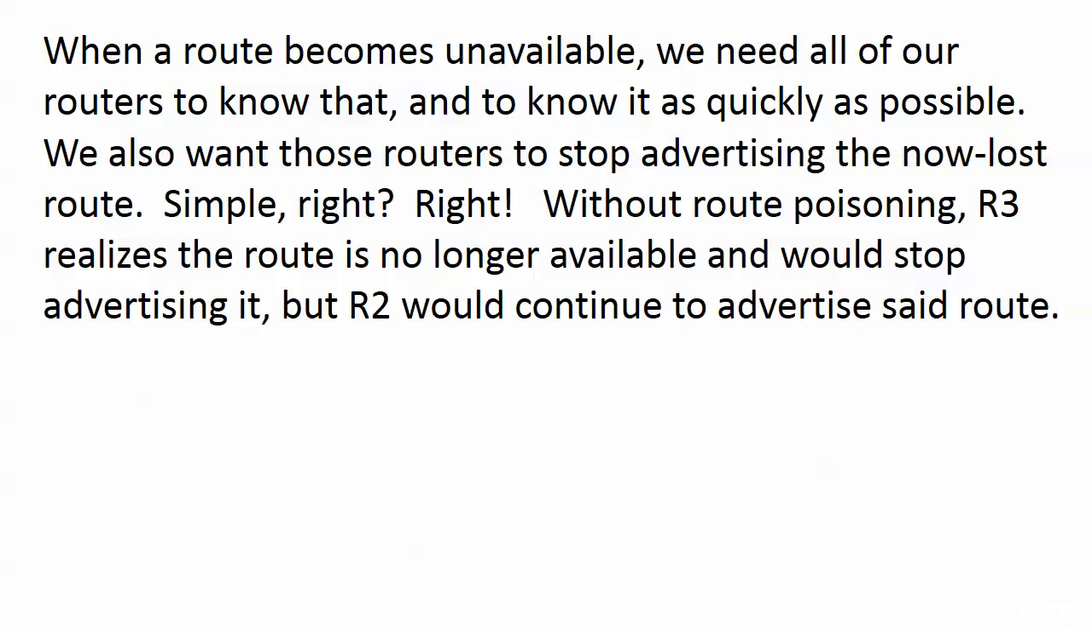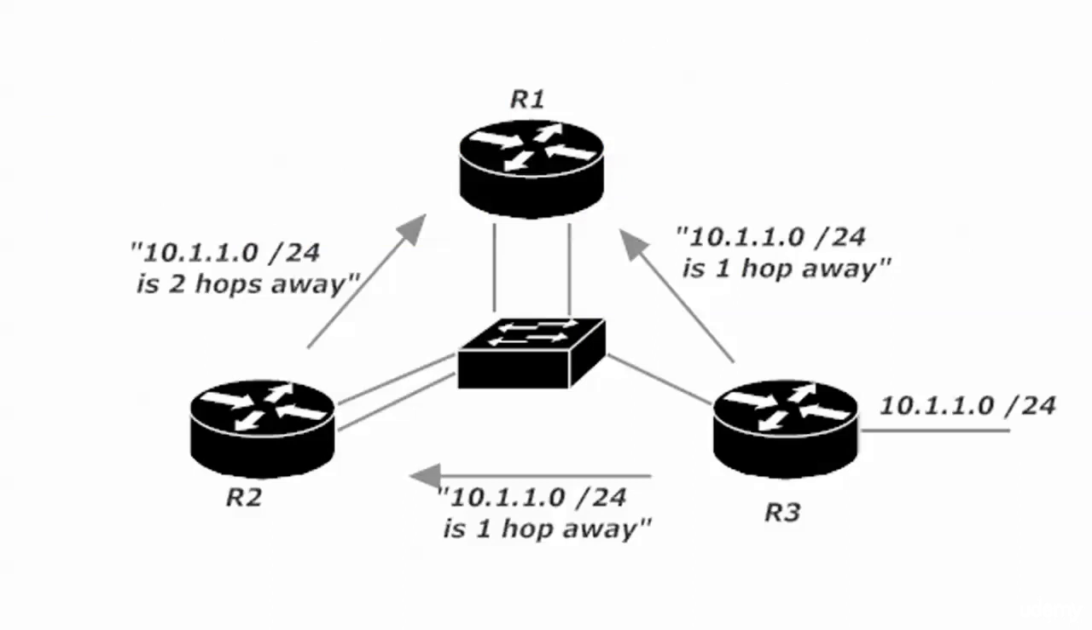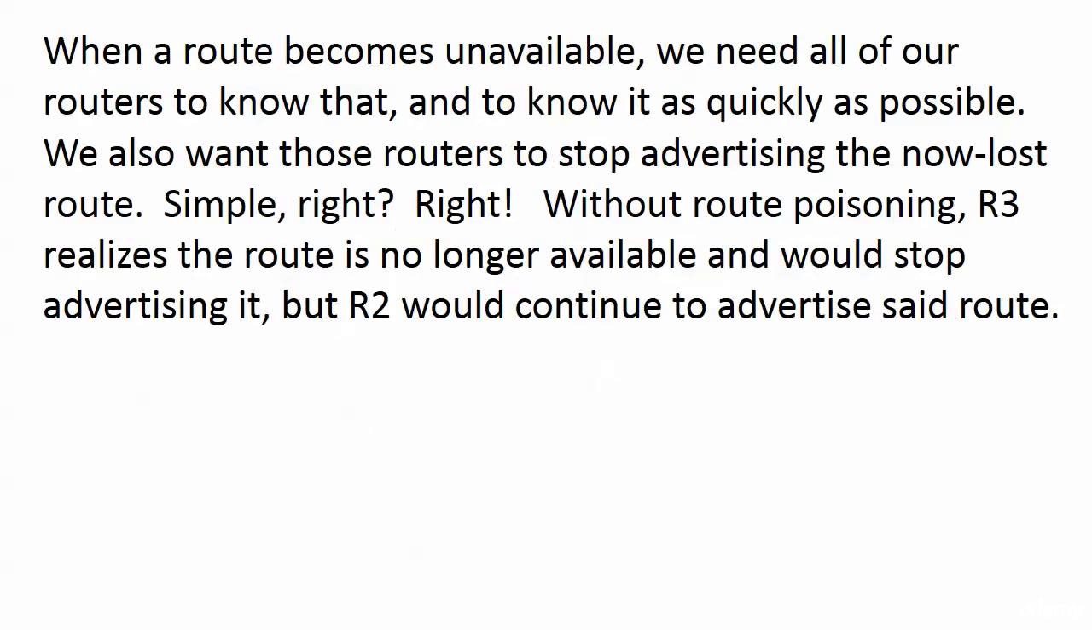And I think you'll agree with me that when a route becomes unavailable, let's take another look at 10.1.1.0/24. Let's say that network goes down. Well, when it becomes unavailable, we want all the routers to know about it and to know it as quickly as possible, right? I mean, it makes perfect sense. It's not a trick question. We want that convergence. Router 3 needs to tell them, hey, I don't know where this network is anymore.